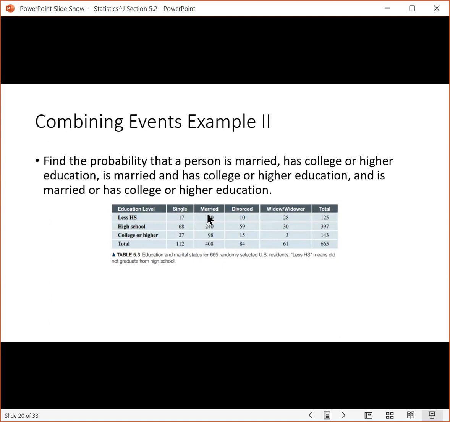But the issue is that if you add the column here and add the row, then you've counted 98 twice, because 98 was in the married column and in the college or higher education column. So you need to subtract off that 98. The other way you can do it is this plus this plus this plus this plus this plus this. You could add everything one time, or typically the easier way is just to add down the column, add across the row, and then subtract the overlap where you counted twice.